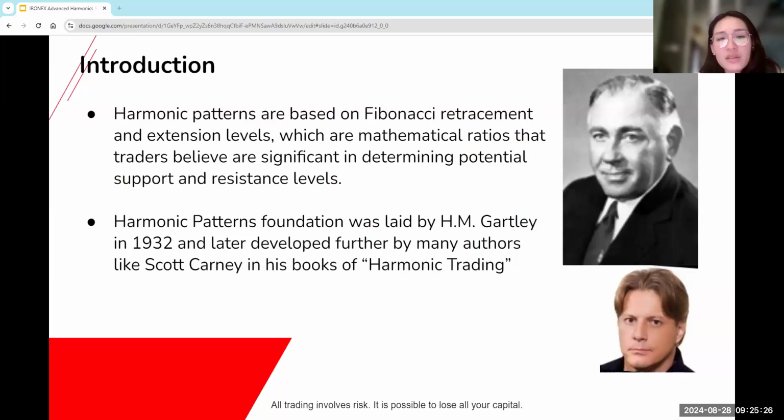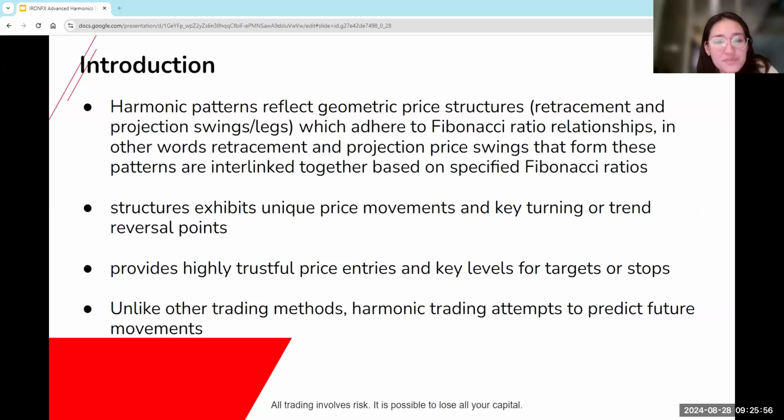And these are basically mathematical ratios that traders believe are significant in determining potential support and resistance levels. So harmonic patterns' foundation was laid by H.M. Gartley in 1932 and later developed further by many authors like Scott Carney in his book of harmonic trading. Harmonic patterns basically reflect geometric price structures, for example, retracements, projections, and swings. These adhere to Fibonacci ratio relationships.